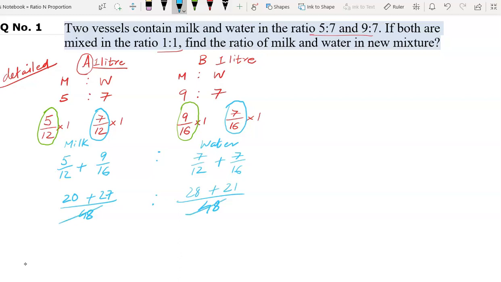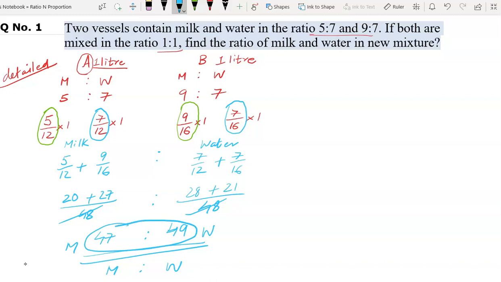Now this will cancel out, and if we add this, 20 plus 27 is 47. 28 plus 21 will give us 49. So this is our answer. Now 47 is the milk and 49 is water. So milk and water is in the ratio of 47:49.